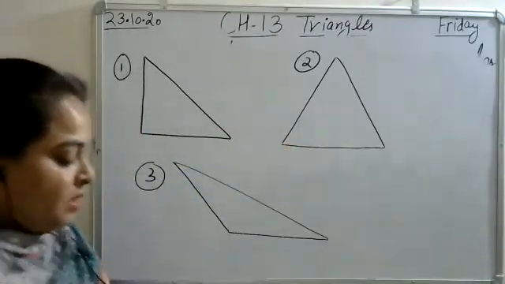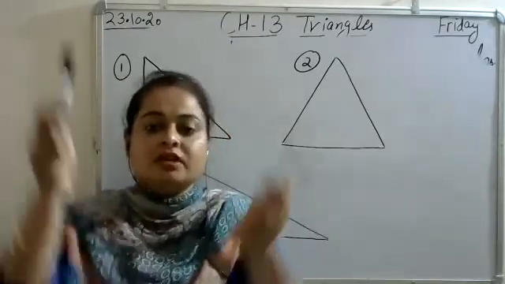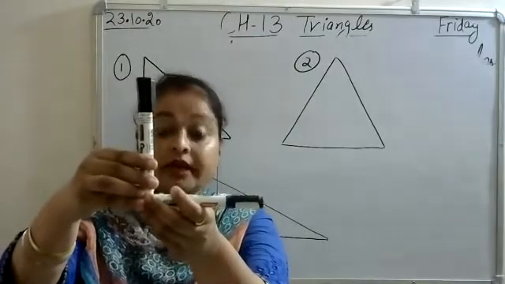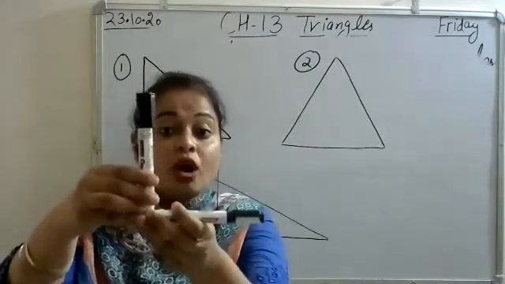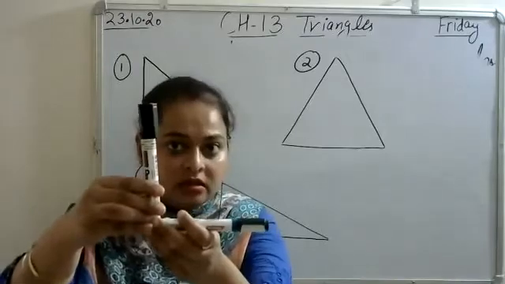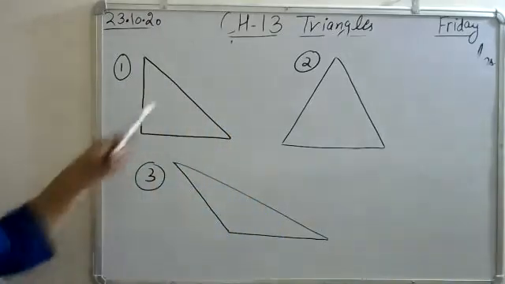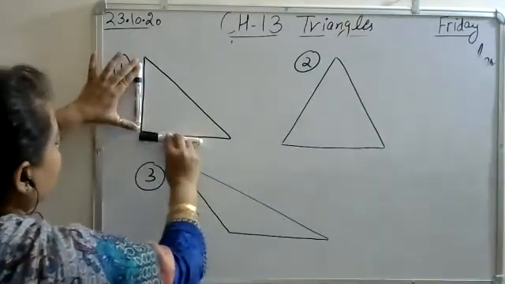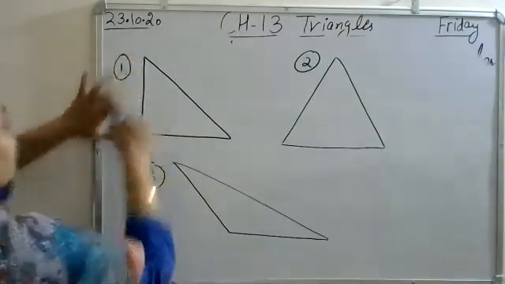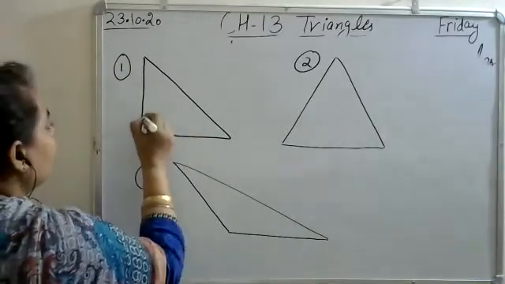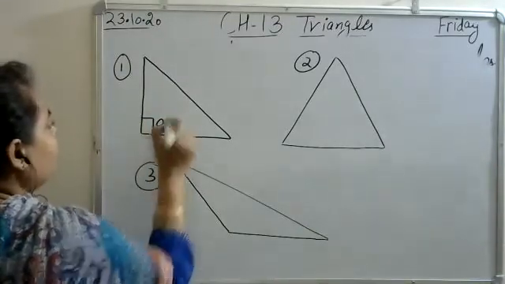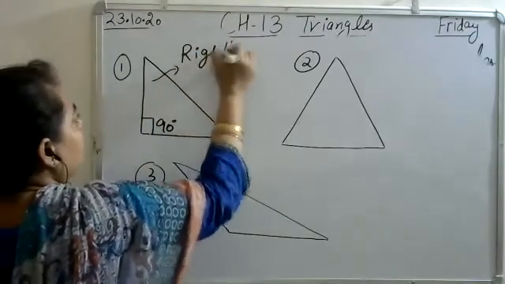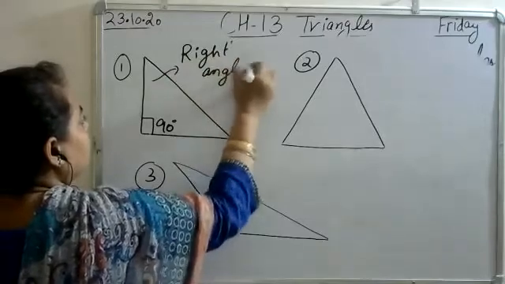Now, if you observe straight lines like this, it means formation of a 90 degree angle. Check. In the first you have straight lines. Look. So here is the formation of a 90 degree angle. It means this is a right angled triangle.